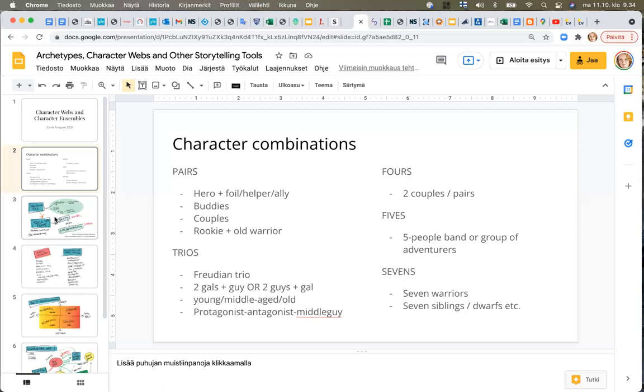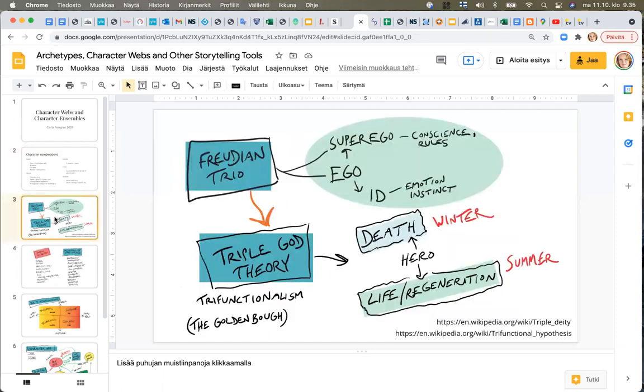Probably because Sigmund Freud took that from Jewish storytelling tradition originally. Also, I've heard. I'm not sure if that's true. Anyway, there's the Freudian Trio, where you have basically these, which were in the original theory parts of one person's mind, but you can treat them as three different people, three different characters in your story.